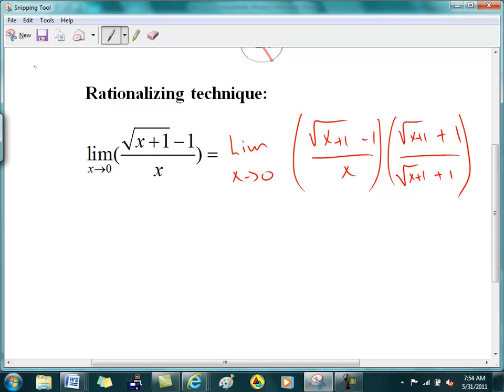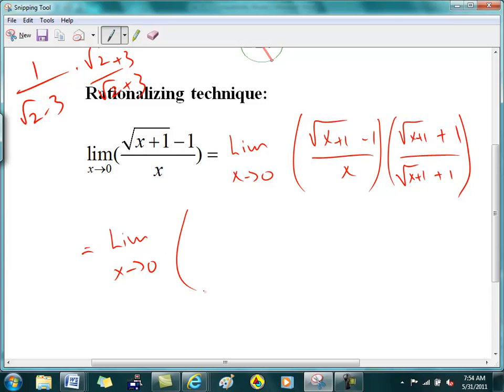It's like when you used to rationalize something like this. You're not allowed to have a square root downstairs. You multiply the upstairs by square root of 2 plus 3 and the bottom as well. This is going back to a long time ago. So then you just grind this out.